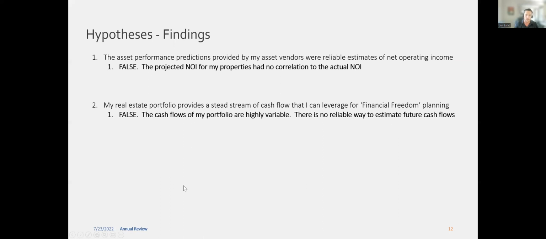And then the second one, that a real estate portfolio provides a steady stream of cash flows that can be leveraged for retirement planning, is also false. The cash flows are extremely volatile and highly variable. So there's really no way to predict what these would be in the future based on the data we have here.